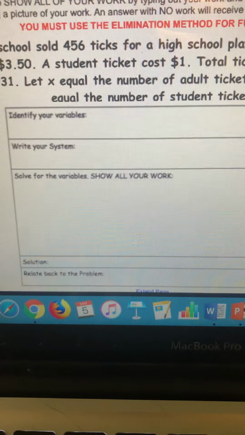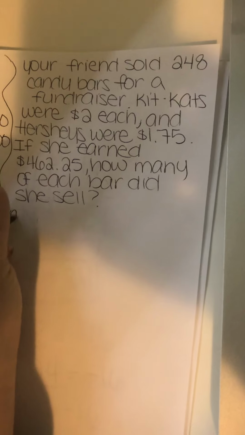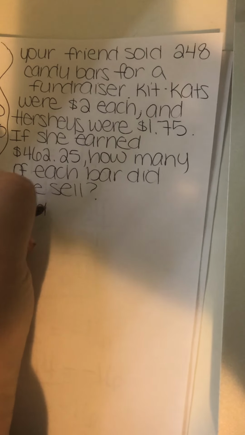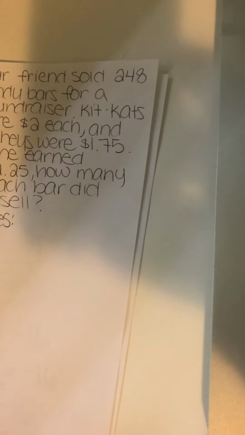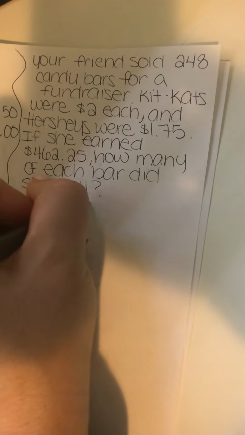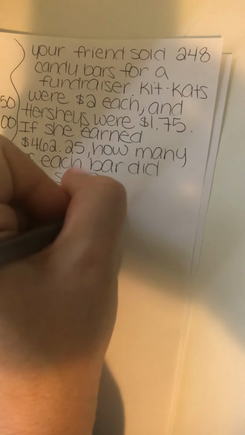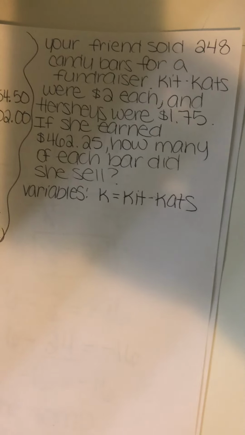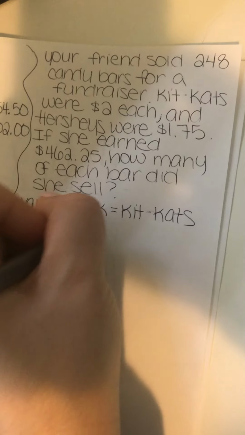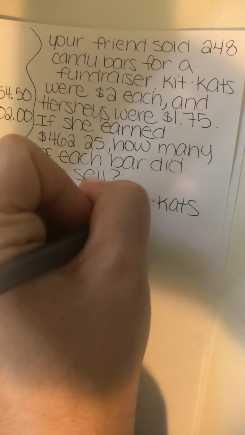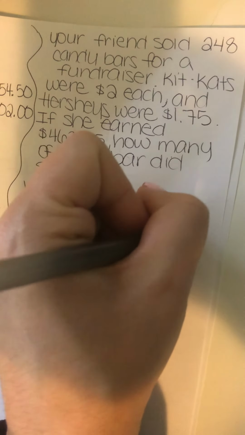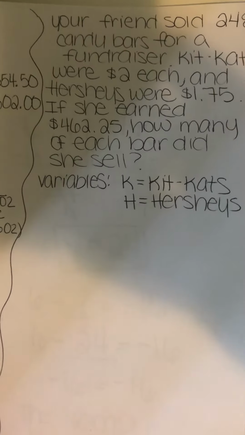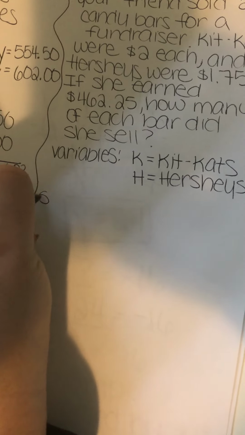So you're going to get the graphic organizer that we've used before. So the first thing you want to do is identify your variables. So in this problem, I would say, okay, my variables would be maybe K for Kit Kats. You know, you could use X and Y too. I'm just changing it up to remind you that you can use other variables. And H for Hershey's. Okay, so there's my identifying variables. Then I have to write my system.